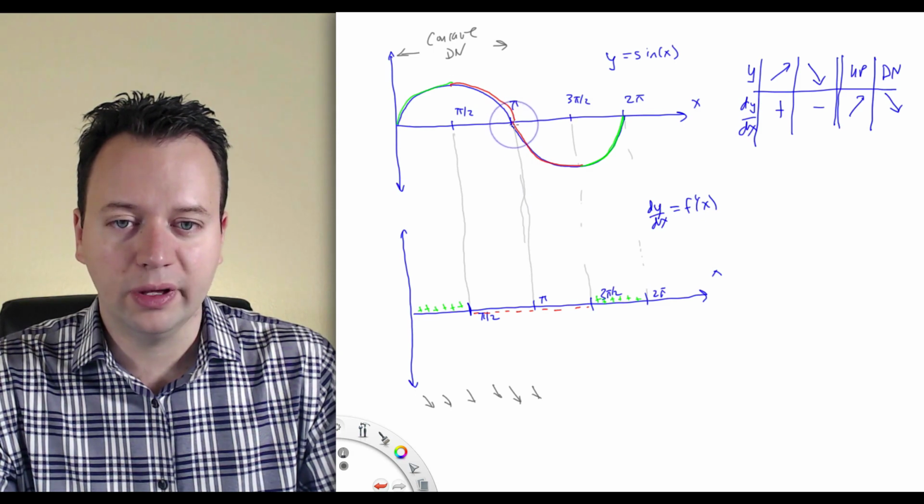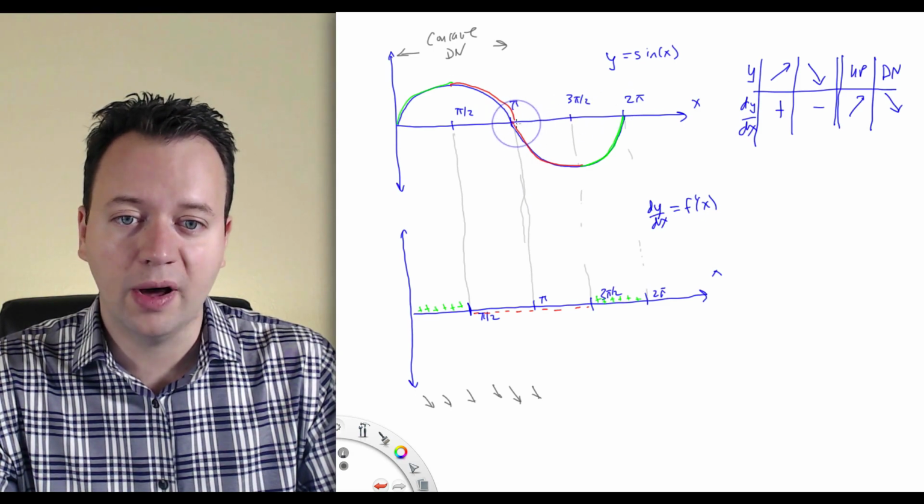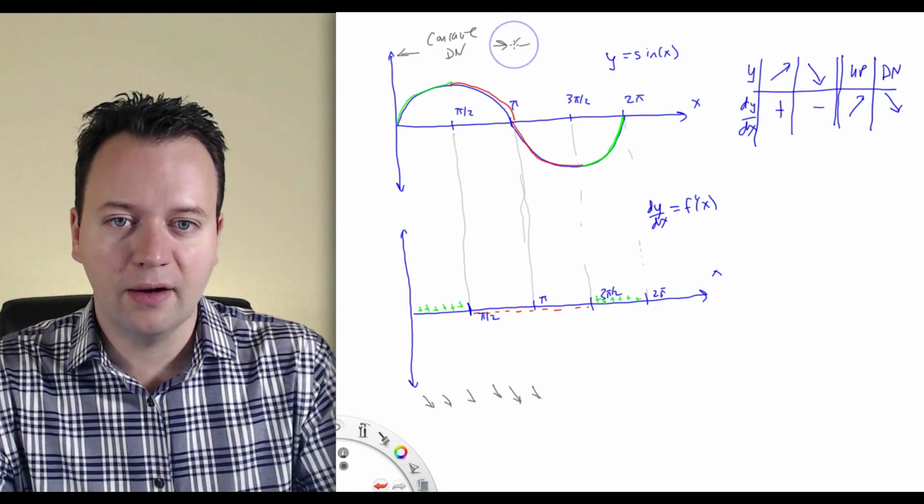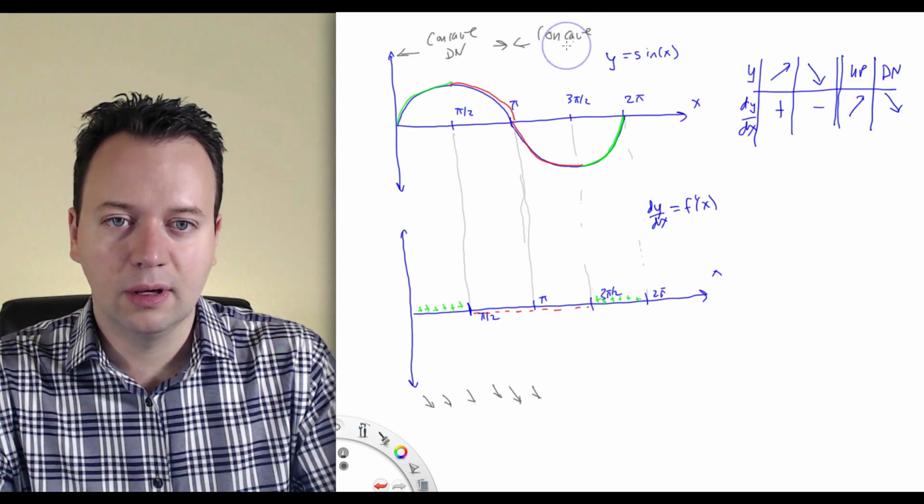And then similarly, between pi and 2 pi, the function is concave up. So here we have concave up, right?